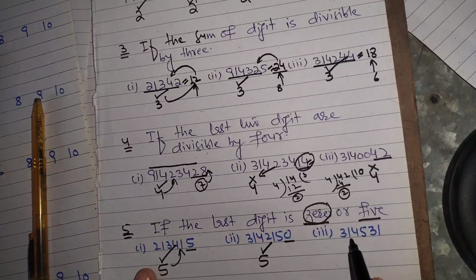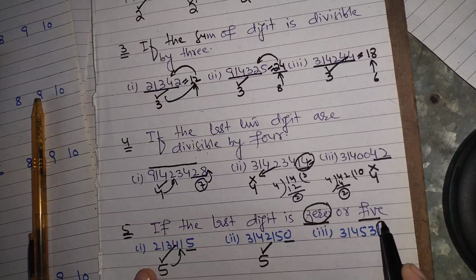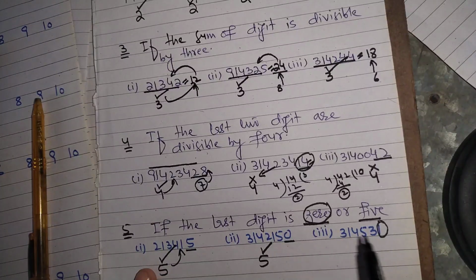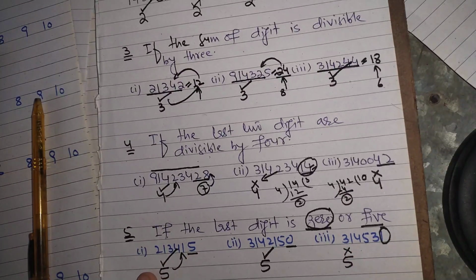And again we come to the third number. In the last place there is 1, so according to the rule, there is neither 0 nor 5 present. We say that this number is not divisible by 5. We put a cross on that number, showing it is not divisible by 5.